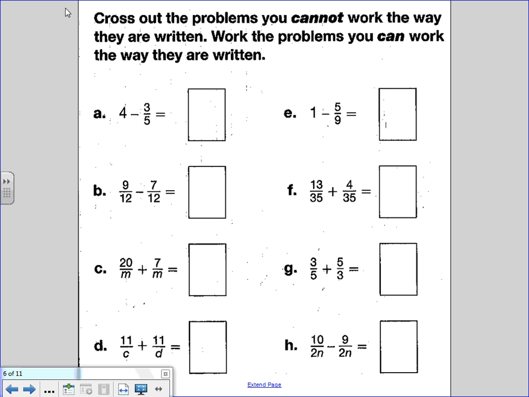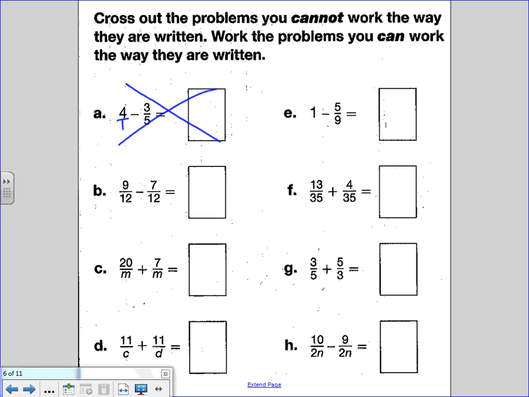So when I look at A, I see that it's subtraction. So what I know about subtraction problems and addition problems with fractions is that they have to have common denominators. Okay? So if I look at A, I have 4 minus 3/5. Remember, the 4 is really 4 over 1. Okay, so my one denominator is a 1, the other one is a 5. They're not the same, so I can't work this one. So I'm going to cross that one out. I can't do it.